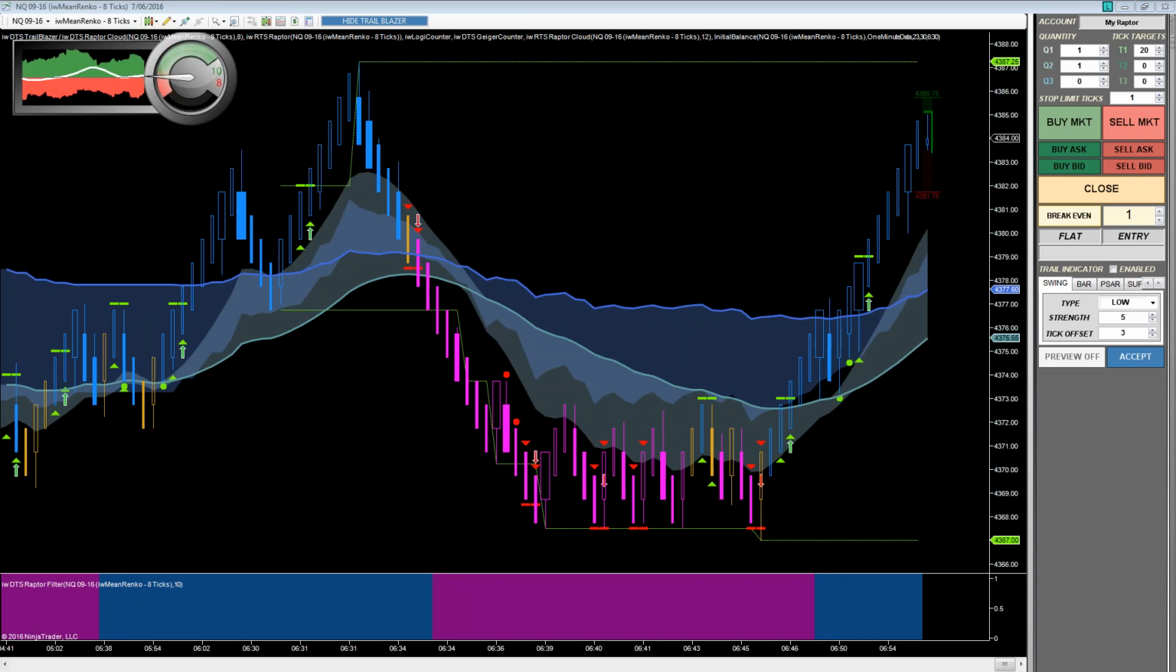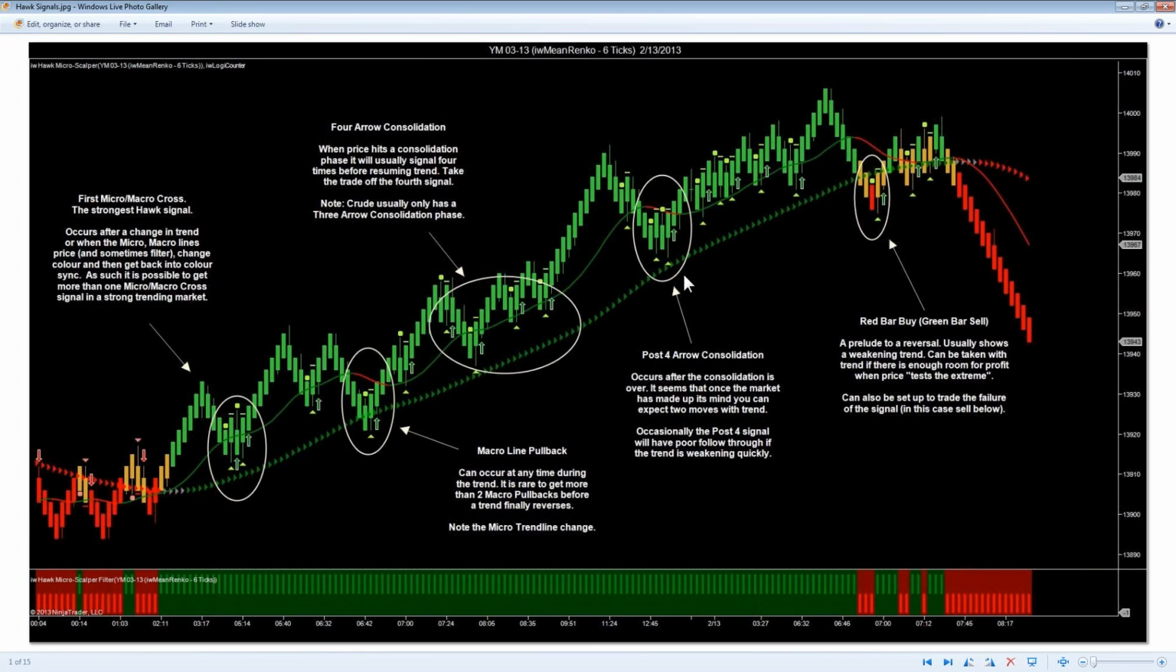You may not have been in the room yet, but for instance, here on the Hawk Scalper. Now, the Hawk Scalper seems to produce a lot of signals, but these are the 5 high probability signals that we look for. So again, they're really easy to identify. We've got our first micro-macro cross that occurs when the micro line, that's a thin one, crosses the macro line, and everything comes into sync. A lot of signals require the signal to be in sync. So we've got green bars, green trend lines, green filter. That's the first micro-macro cross.